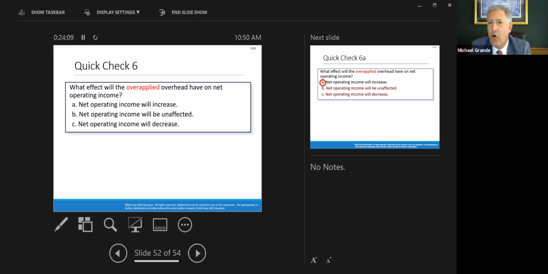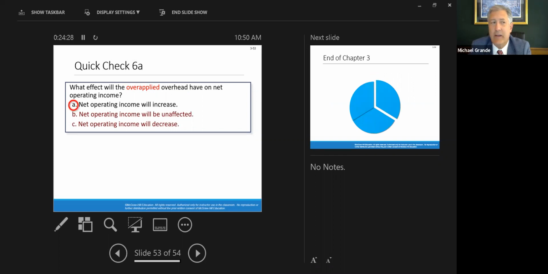What effect will overapplied overhead have on net operating income? So remember, you have a net credit in manufacturing overhead. To dispose of it, you need to debit manufacturing overhead and credit what? Cost of goods sold. Net operating income will increase because you're going to decrease expense, which increases net income.